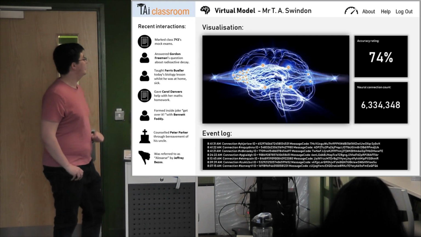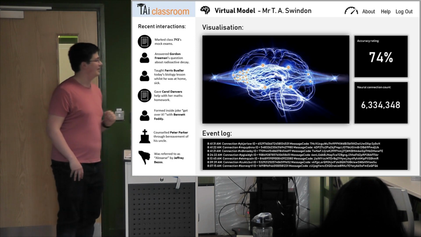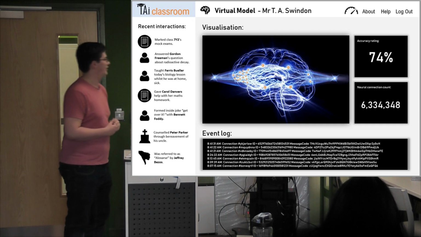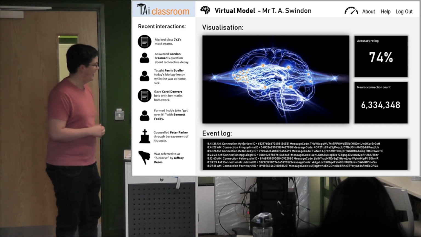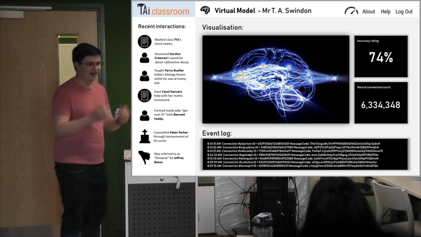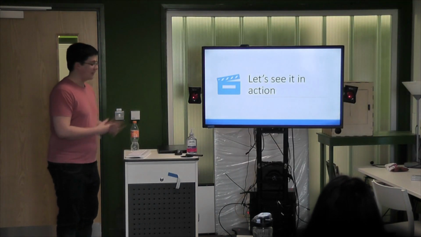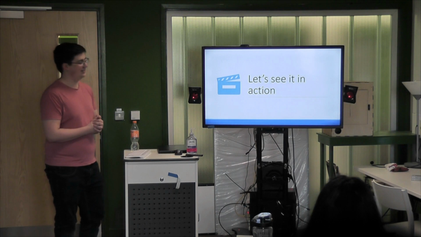Great! This is the virtual model which it creates based on the observations that it's recorded of me. This is its estimate of how my brain works. I don't really understand it. I am a maths and science teacher, but this is beyond me. So without further ado, let's see it in action.